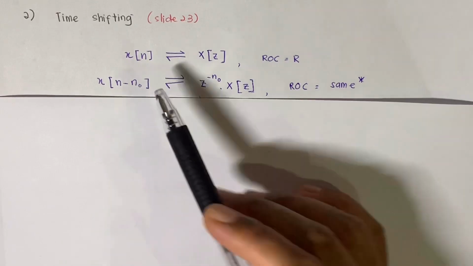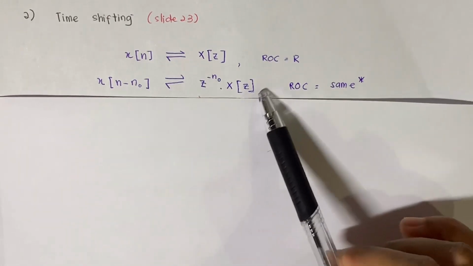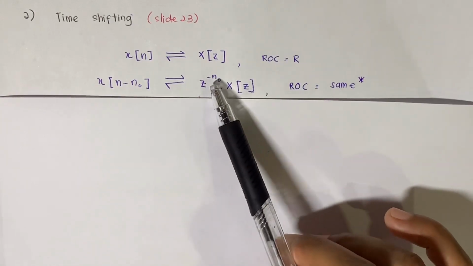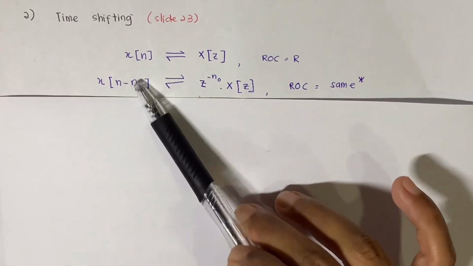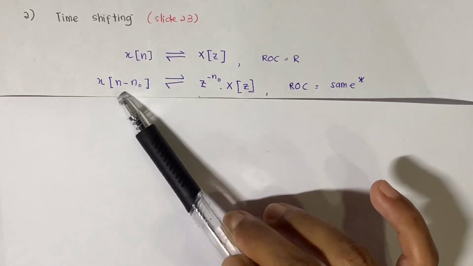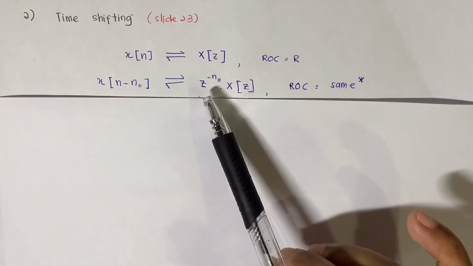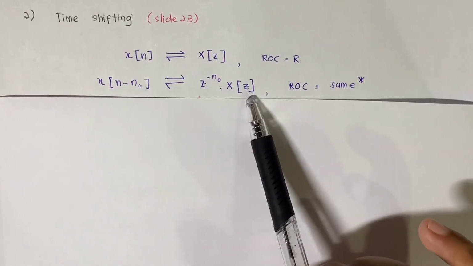We just need to apply this formula for the Z transform, which is z to the power of negative n naught. Where do we get negative n naught? It is from here, n naught. If it is n minus 2, n naught here is 2, so z to the power of negative 2 times X(z).